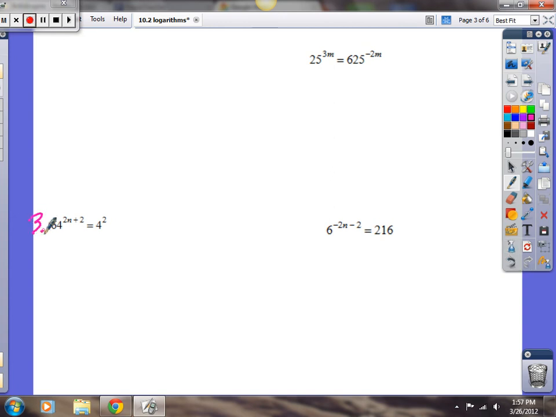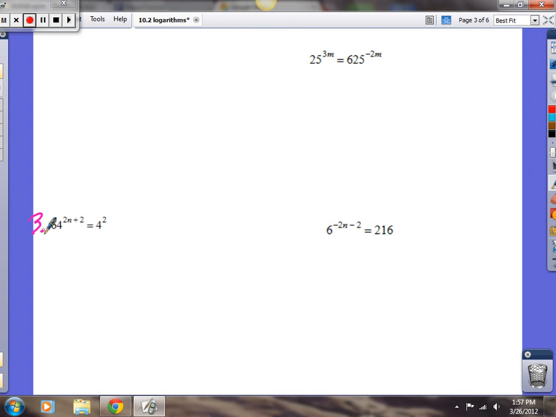Alicia, are the bases the same? 64 to the 2m plus 2 equals 4 squared. What's the base of this expression on the left? What part's the base? 64. What's the base on this guy on the right? Okay, you're in trouble because they are not equal. Can you rewrite them so they are the same? Yeah.